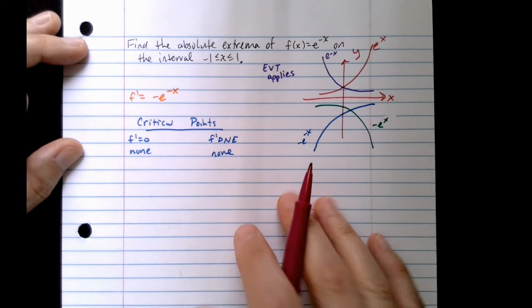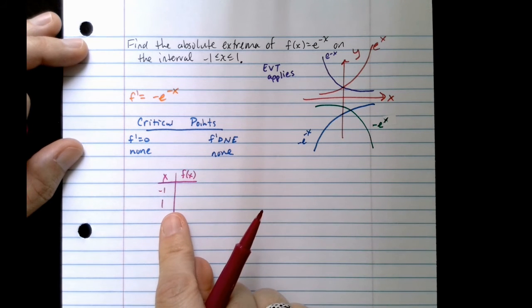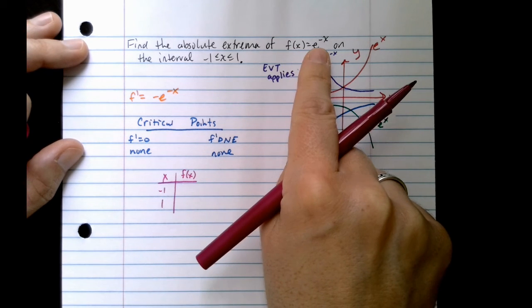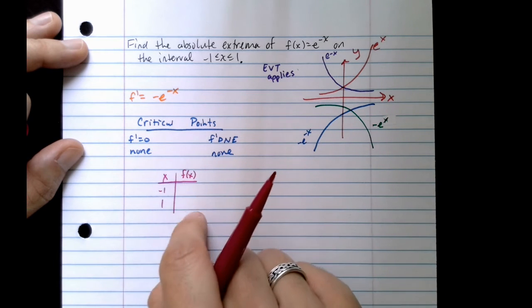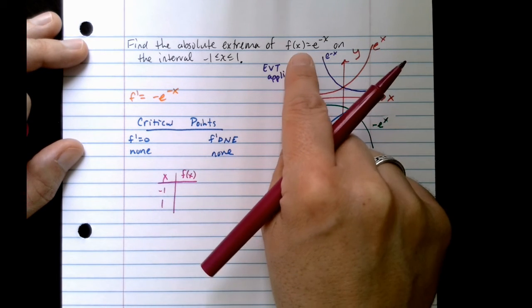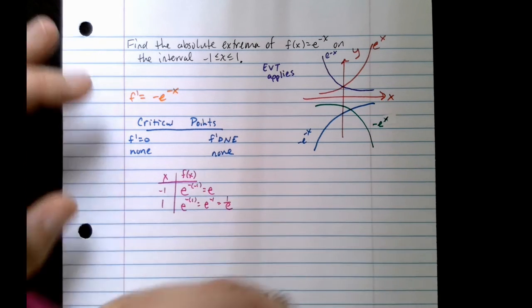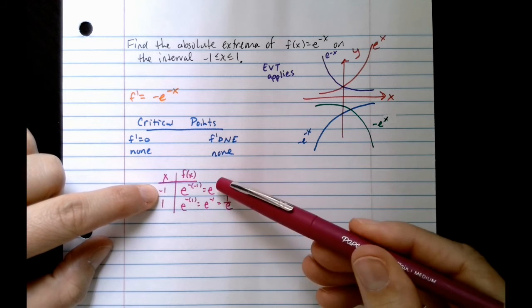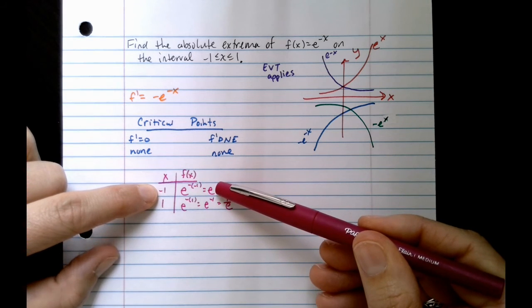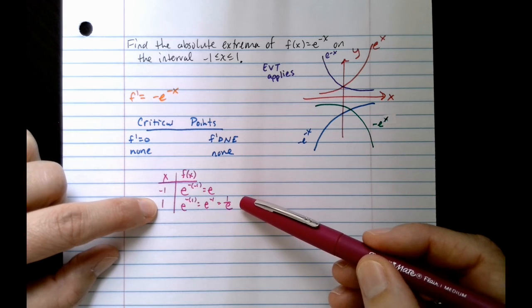Let's make our table. So remember, when I do my table of values, I'm testing them in the original function. I use the derivative to give me candidates to test, but then when I'm actually checking the actual extrema, I use the original function. Based on this, we can see that when x is -1, we get our absolute maximum of e, and when x is +1, we get an absolute minimum of 1 over e. Let's write our sentence.